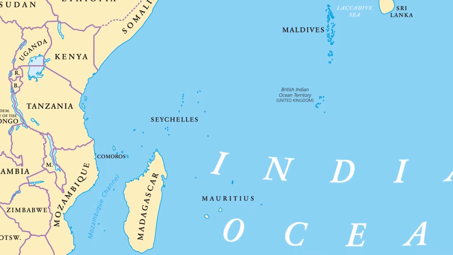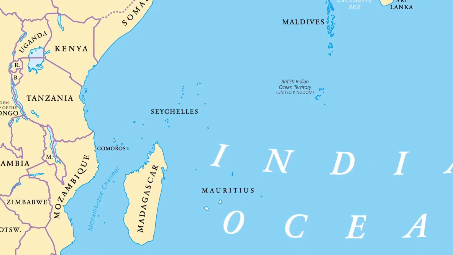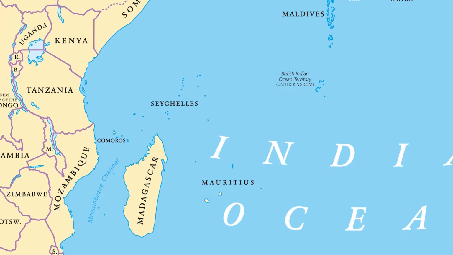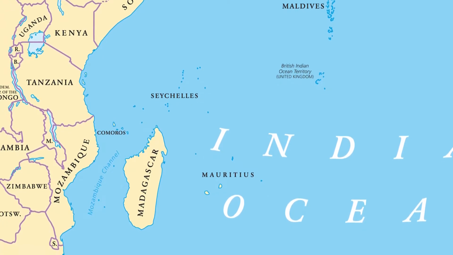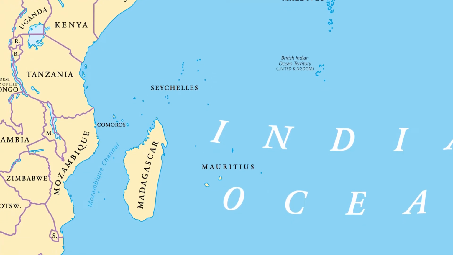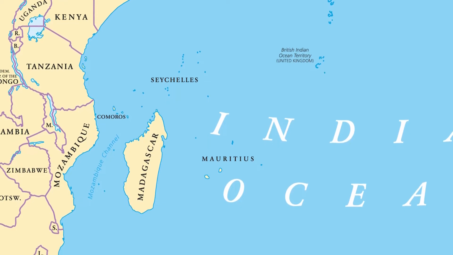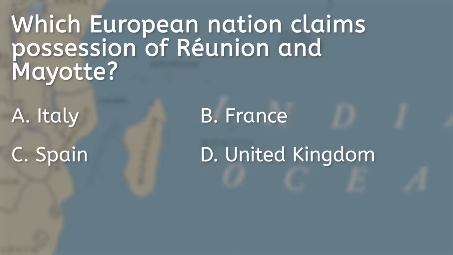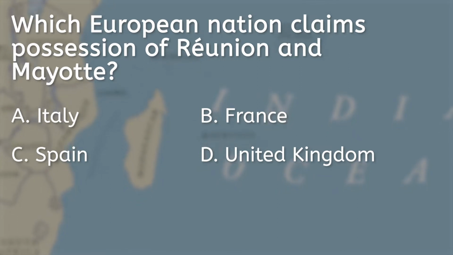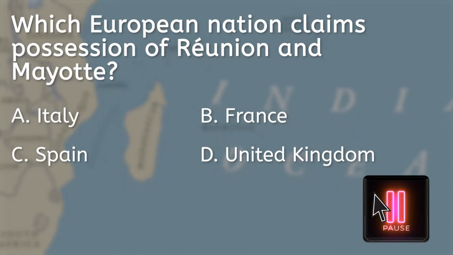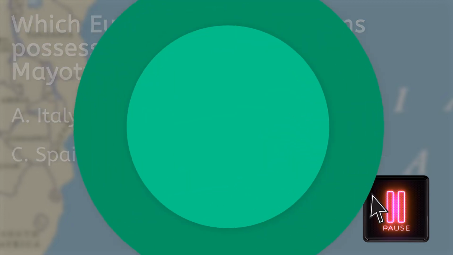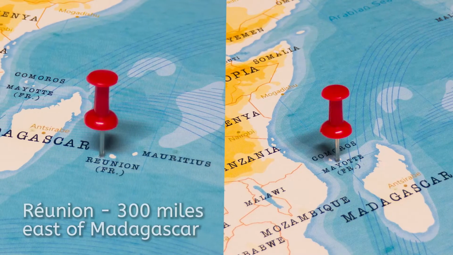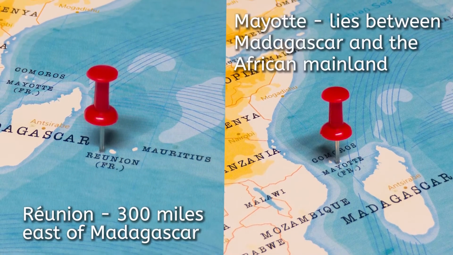Listen to how these are pronounced as a clue to the next question. Like several islands in the Caribbean, Réunion and Mayotte are Indian Ocean territories of a larger country and not independent nations. Question is, which European nation claims possession of Réunion and Mayotte? Both Réunion and Mayotte are overseas departments of France.